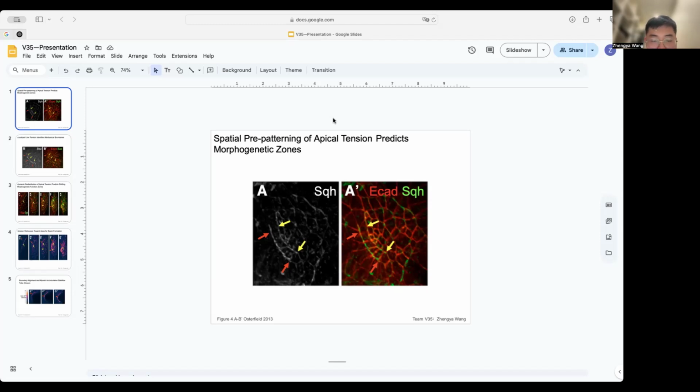Notably, we see two clear boundaries enriched with myosin, the floor-roof and the floor-midline interfaces. At these same locations, Bazooka expression is reduced, creating a complementary pattern. This suggests that mechanical tension is not uniformly distributed, but instead spatially patterned early in development. These pre-patterned line tensions likely define zones of future morphogenetic activity, such as epithelial bending and cell intercalation.